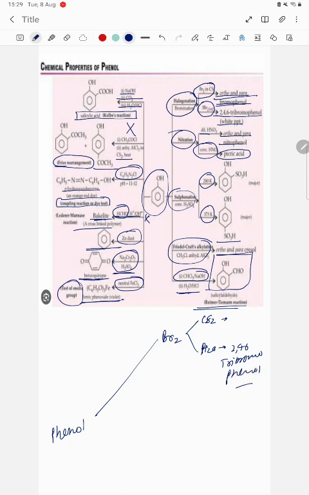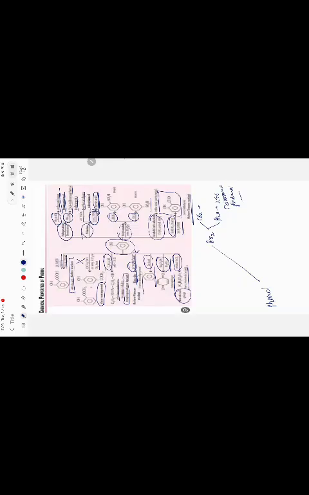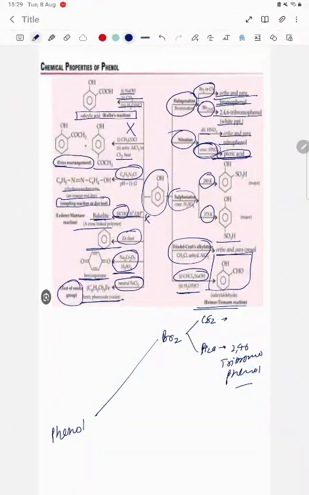Nitration also: dilute nitric acid means ortho nitrophenol, and concentrated nitric acid gives 2,4,6-trinitrophenol, also called picric acid. If you are treating with sulfonation at 373 Kelvin, it will give para hydroxy benzene sulfonic acid. Friedel-Crafts alkylation, so ortho and para cresol it will give.